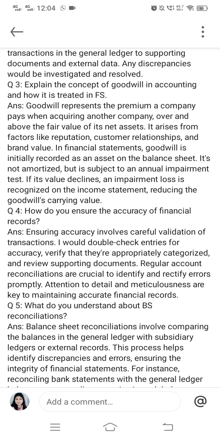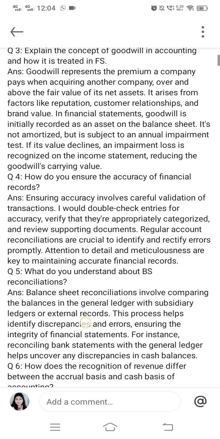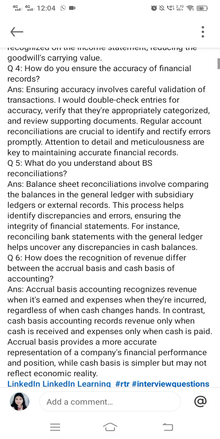So the best way to do it is that you should be conscious enough, you should ensure two times, or you should double check your entries, whether you are posting them correctly or not. So that itself will validate and ensure there is accuracy in the financial statement.